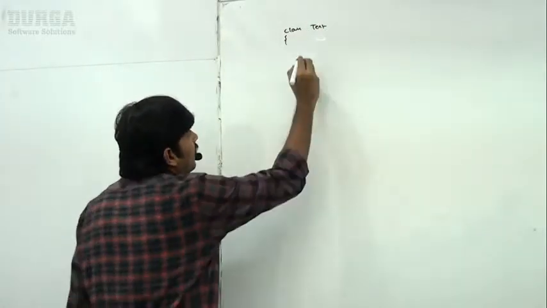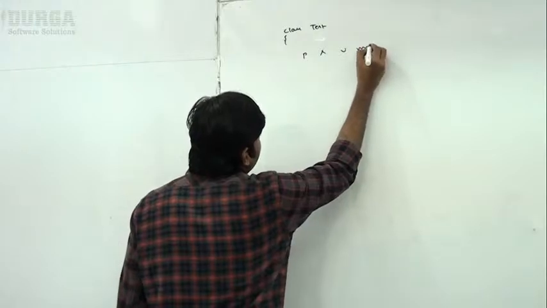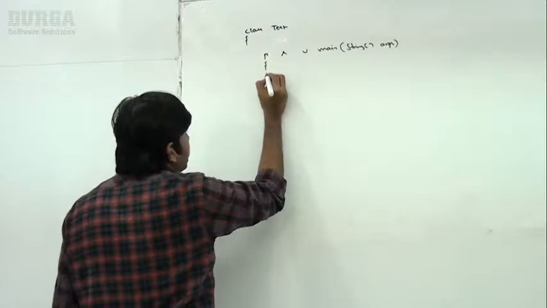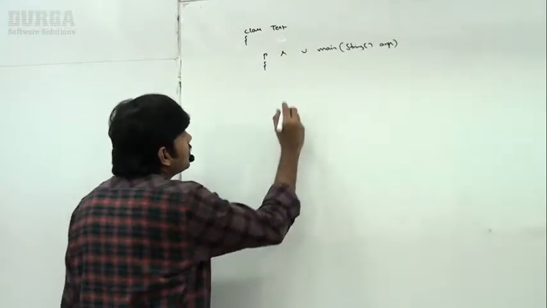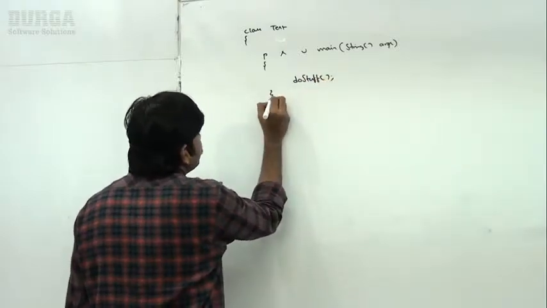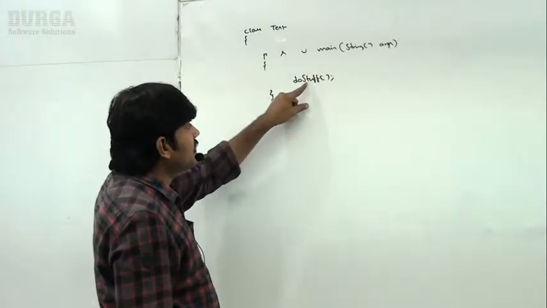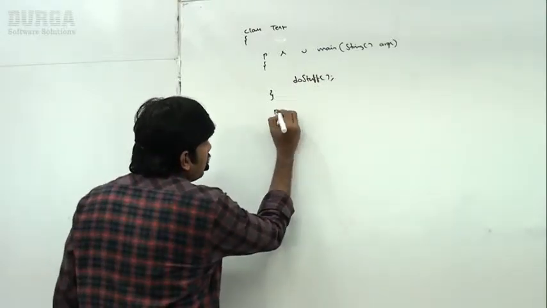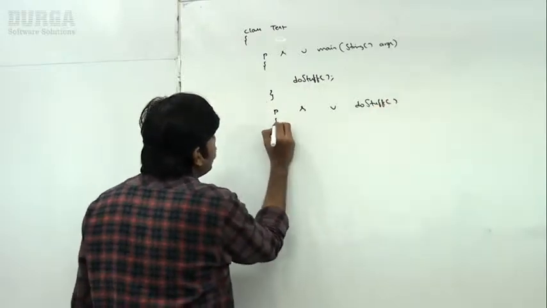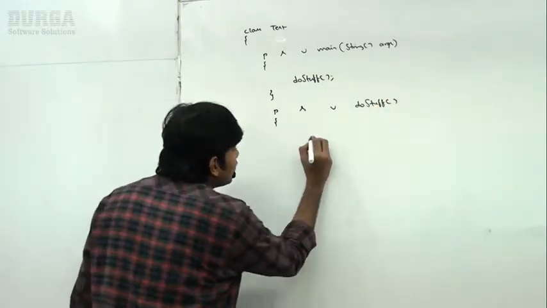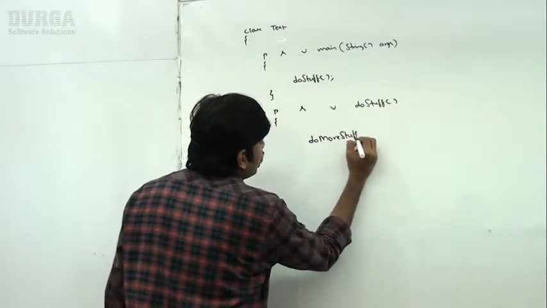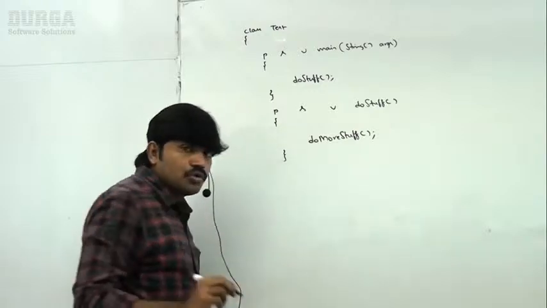Class Test. Public static void main, String array args. Now my target is I'm calling the doStuff method. So the main method internally calls doStuff. Now public static void doStuff. doStuff internally calls doMoreStuff.